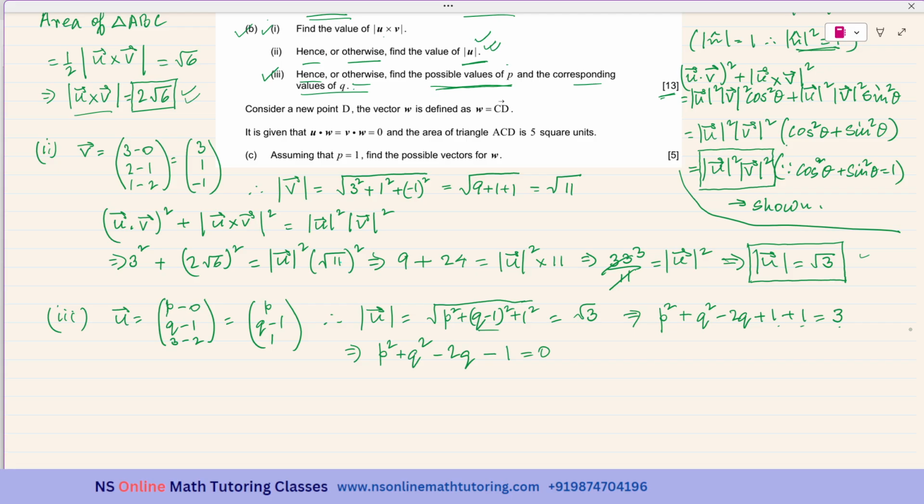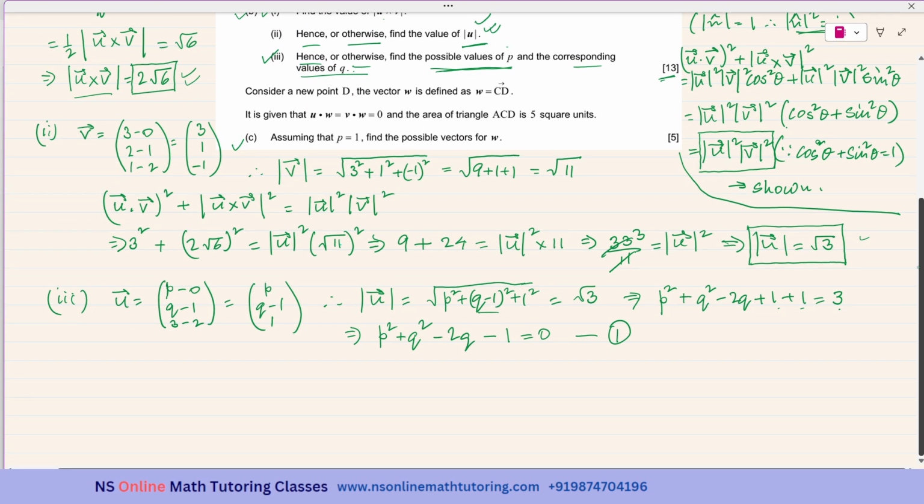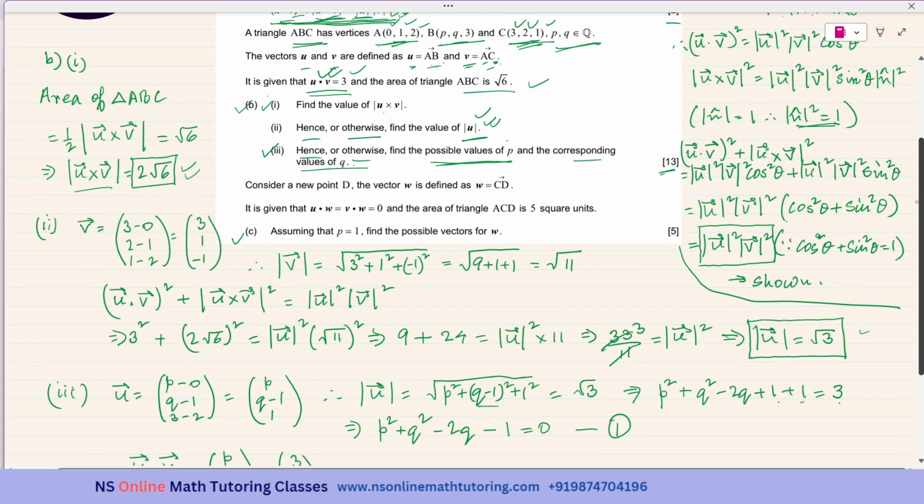Okay, but I am having two variables, so I need another equation. So what can be the other equation? I really don't want to go for U cross V. It's better to take the dot product. U dot V equal to 3. Let's try this, because we know the V vector. So U dot V is equal to (p, q minus 1, 1) dot, the V vector is (3, 1, negative 1), and this is equal to 3.